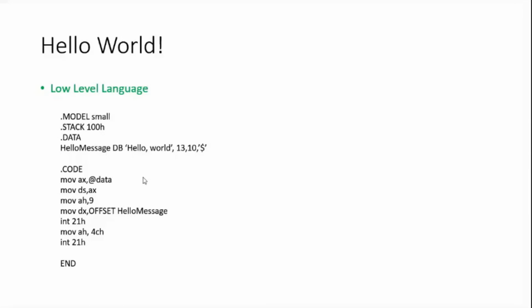A hello world program. That is, the system has to display the two words hello world. In the low level language, hello world takes this many statements, from model small to this end, out of which this code is only this much. So this many lines of code are required to display hello world on a screen in the case of a low level language.